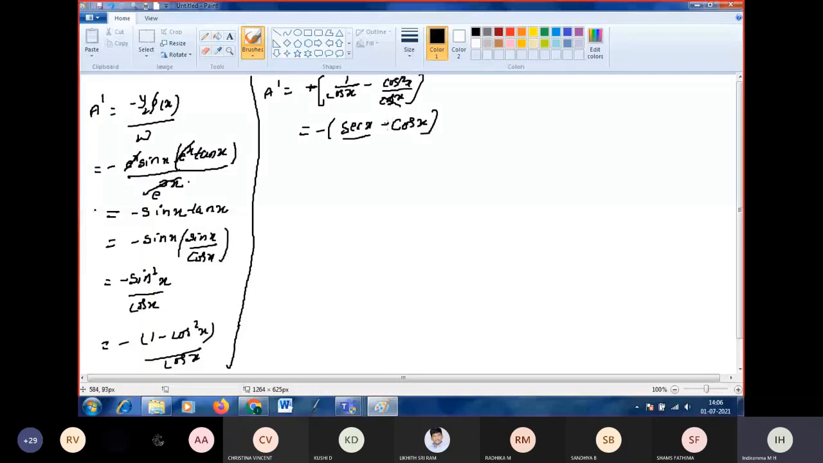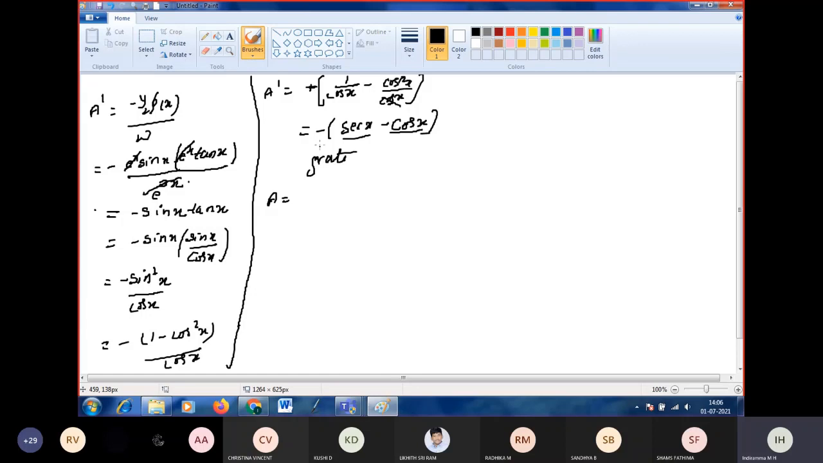Okay. What is the integration of cos x? Sin x. So we have an integral for both. Now we convert it to the standard form. Before integration, first we simplify that. Now integrate.